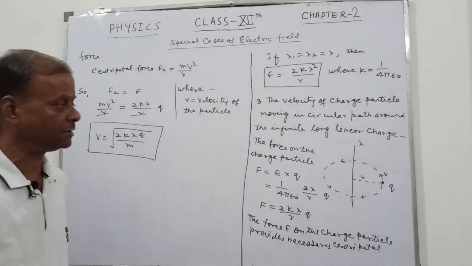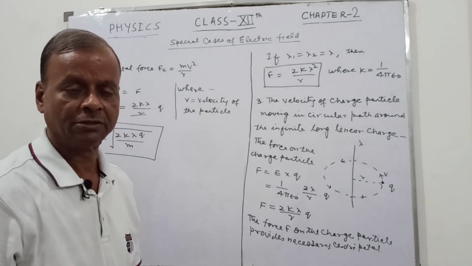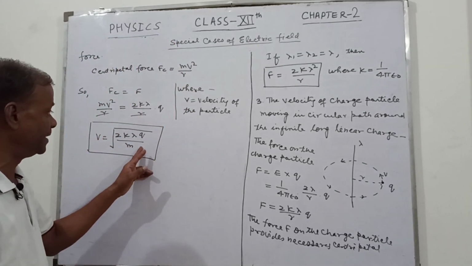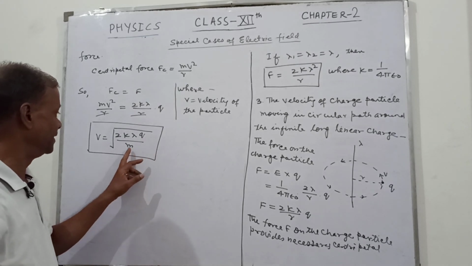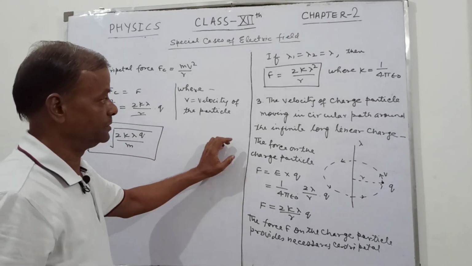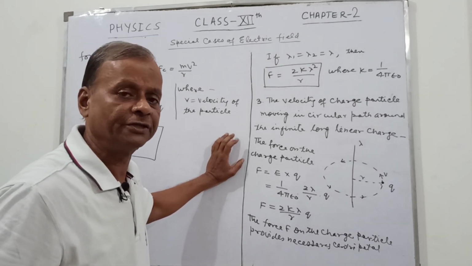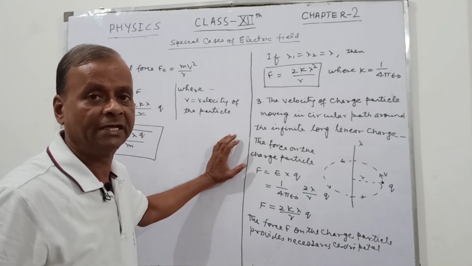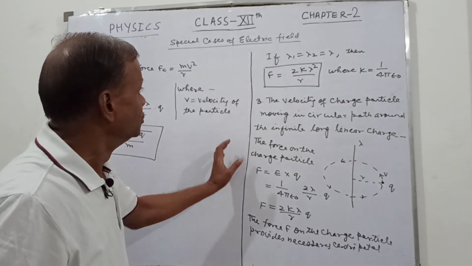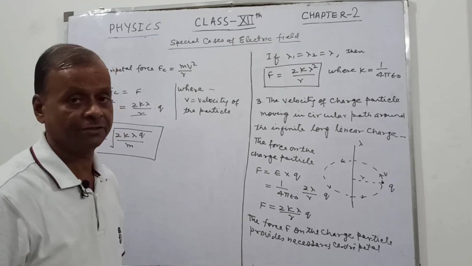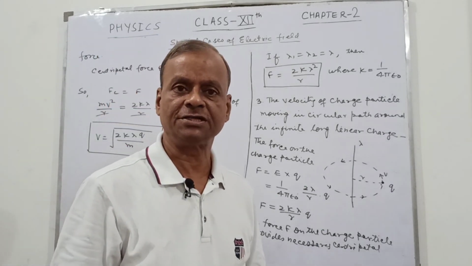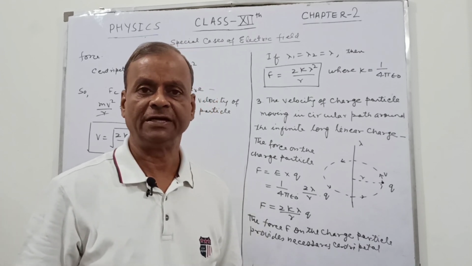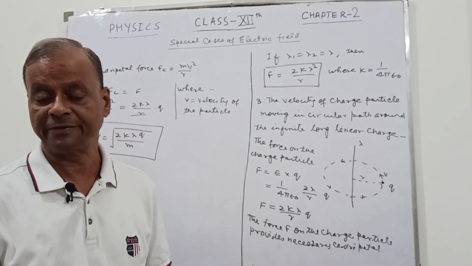Sometimes it is given that a charge is moving around a linear charge density, and you have to find the velocity of the charged particle. Whether it is an electron or some other particle with a given charge, you can apply this formula. This question is asked many times in board exams, and it is also applicable for competitive exams. So these are some special cases of the electric field when we have two charge sheets and two linear charge densities, where we can find the force and the electric field. Thank you.